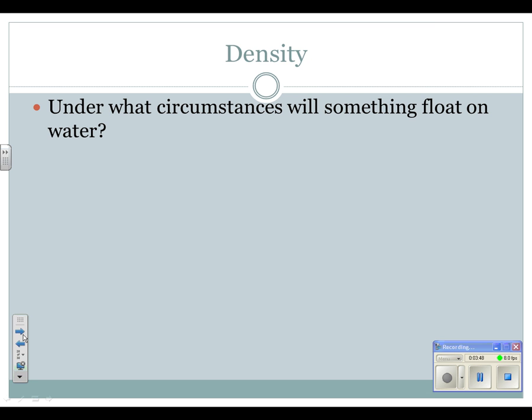All right. Under what circumstances will something float on water? If you remember from all your science classes before this, especially in biology, the object with the lower density will always float. So that is the density of the subject, with less density of water. So it's got to have a density of less than 1 to float. For it to sink, it would be more than 1. And if it's 1 exactly, they'll mix.